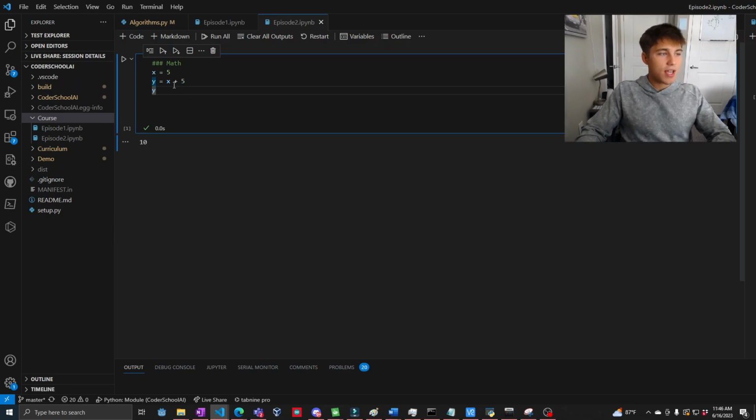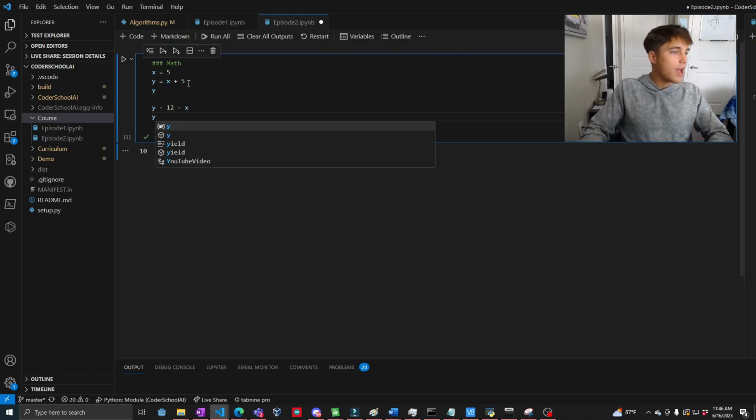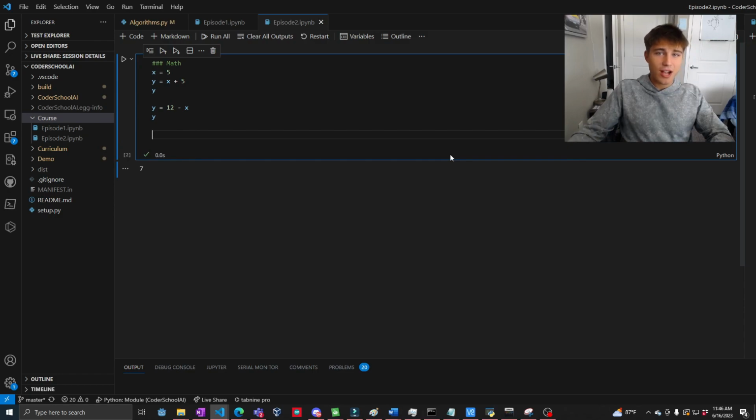But just understand that if you take a variable with some value, using that variable throughout your program will clearly use the value of whatever that variable is going to have. So let's do some subtraction. Let's say y is now equal to 12 minus x. If we print y, we should see that y is equal to 7. So there you go, that's subtraction.